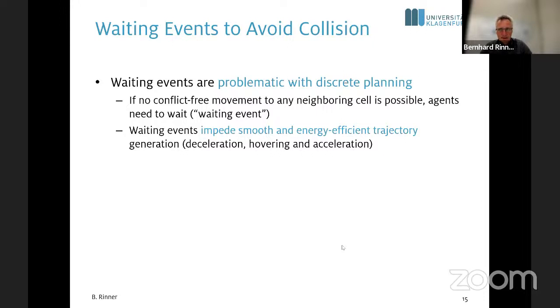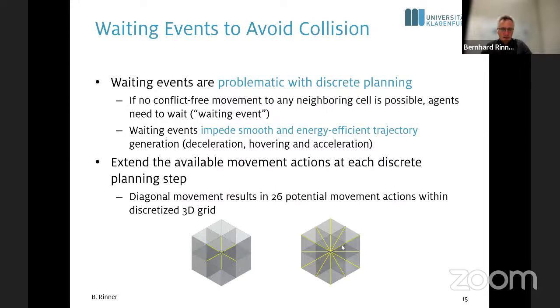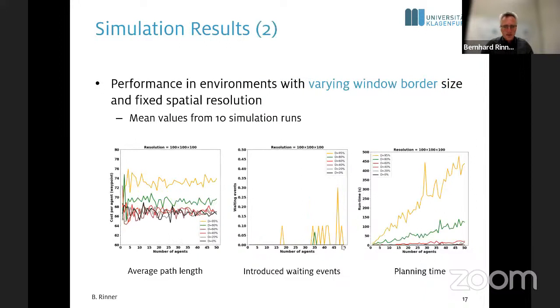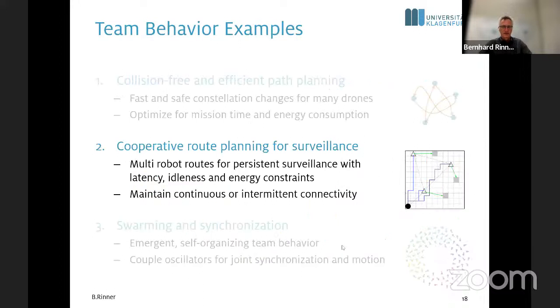So agents would need to stop, hover, and then accelerate again, and this is not energy efficient. And we would like to avoid this. And we did this by introducing many more movement actions within this three-dimensional grid of the discrete environment, and by doing that, we were able to significantly lower these waiting events for our plans. Okay, I won't go into the details of the simulation results in this presentation. I want to continue with the second example now.